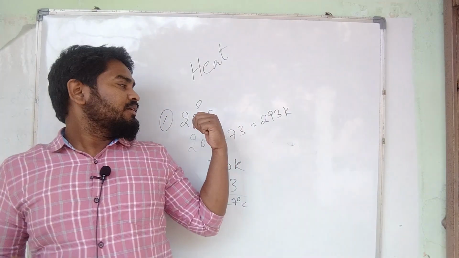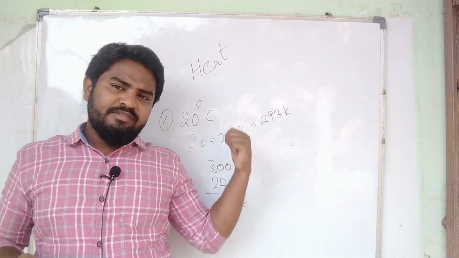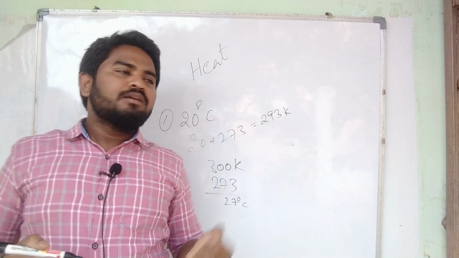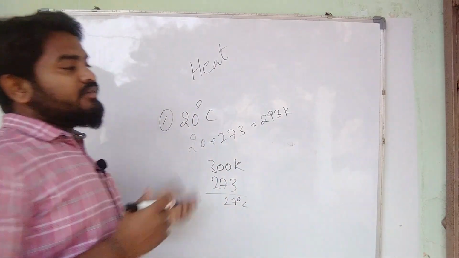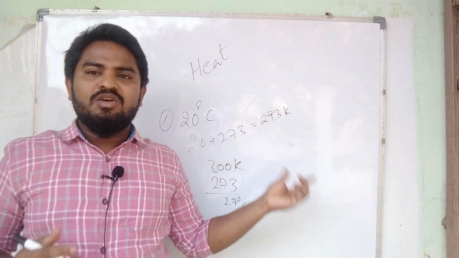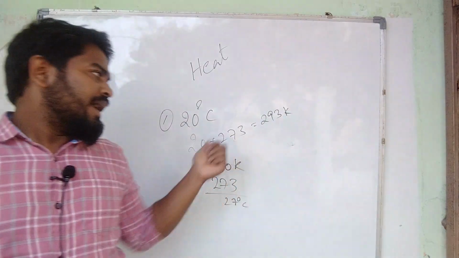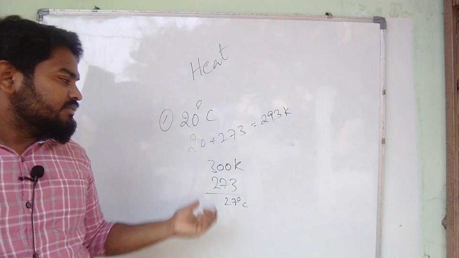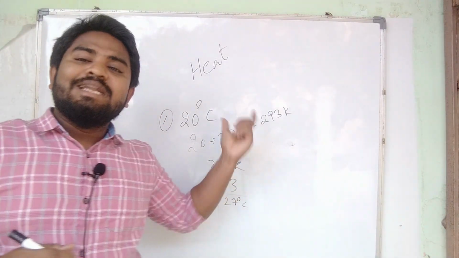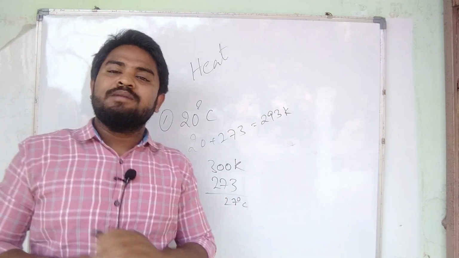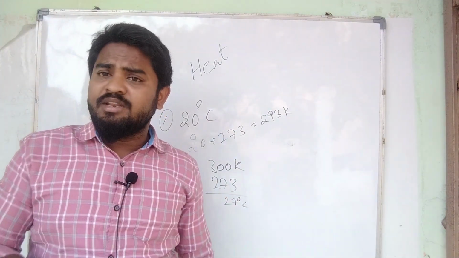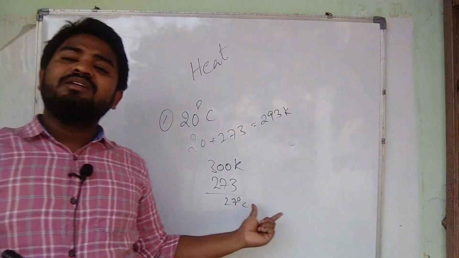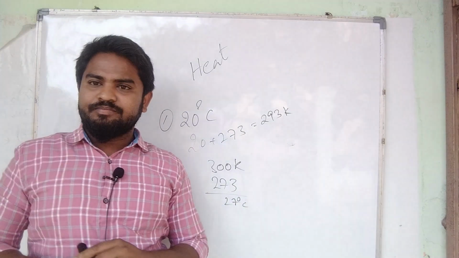SI unit of temperature is Kelvin. CGS unit of temperature is degree Celsius, right? Here I told you, if you want to convert degree Celsius into kelvins, you have to add 273. And if you convert kelvins to degree Celsius, then you have to subtract 273. That means 300 kelvins minus 273, then you will get the value in degree Celsius.